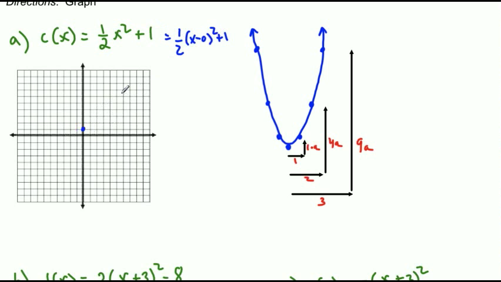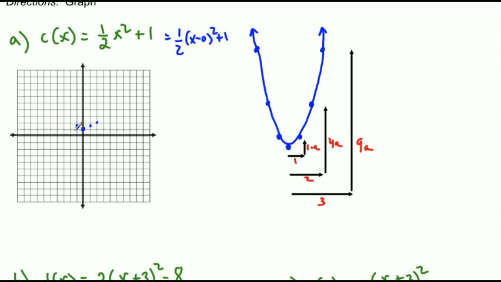Okay. Now from there, we're going to do our little rule. I'm going to go over 1, up 1 times a. So over 1 up 1 times a half is a half. So over 1 up a half. And over 1 up a half. And then we go over 2 up 4 times a half. Well, 4 times a half is 2. So over 2 up 2.